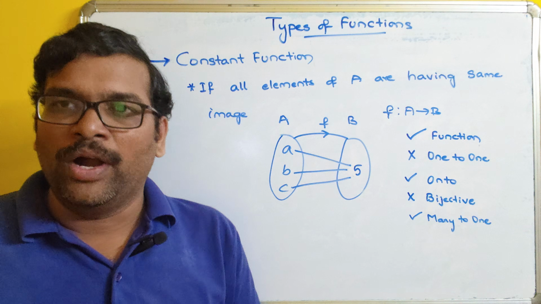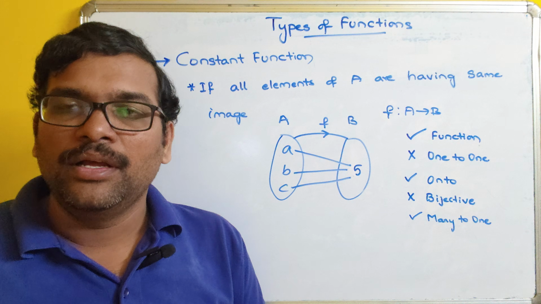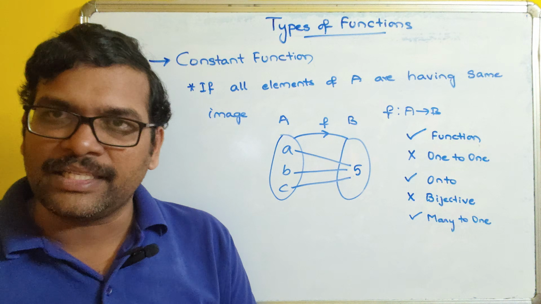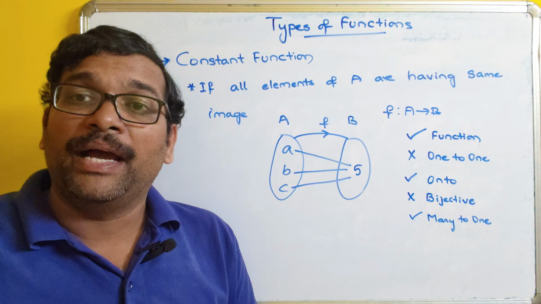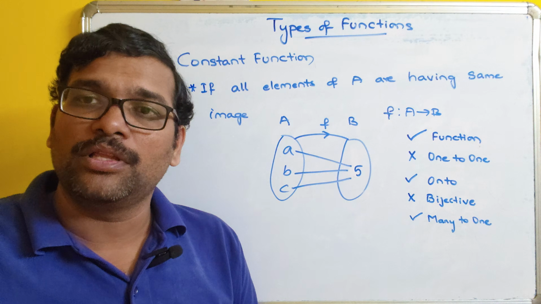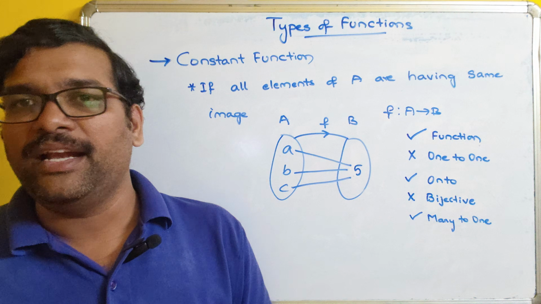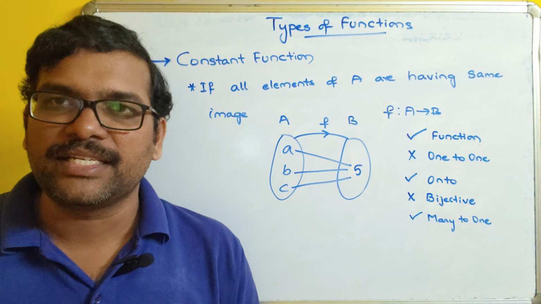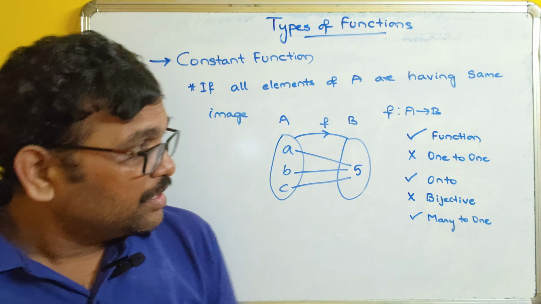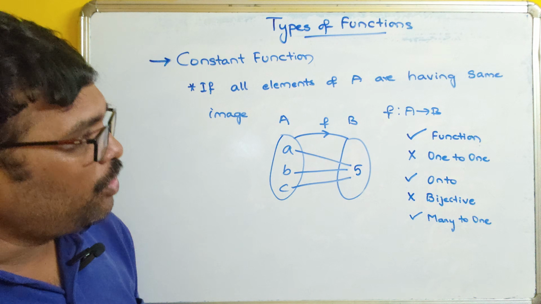So we have seen one-to-one or injective function, onto or surjective function, and bijective function which satisfies both onto and one-to-one, many-to-one function, identity function, and finally the constant function, right? So let's stop here, and hope you understood this one.